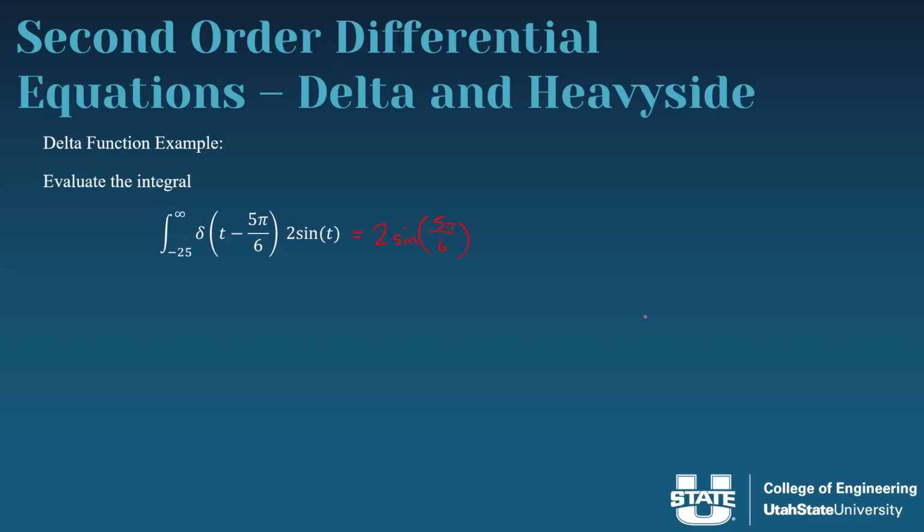If we get out our unit circle, it's 5 pi 6, that's 1, square root of 3, 2. Sine of 5 pi 6 would be 1/2 times 2, which is equal to 1, and that's our answer. Does that make sense how that worked? This one kind of confused me a lot when I was in LinDiff. So if you guys have any questions, feel free to ask.